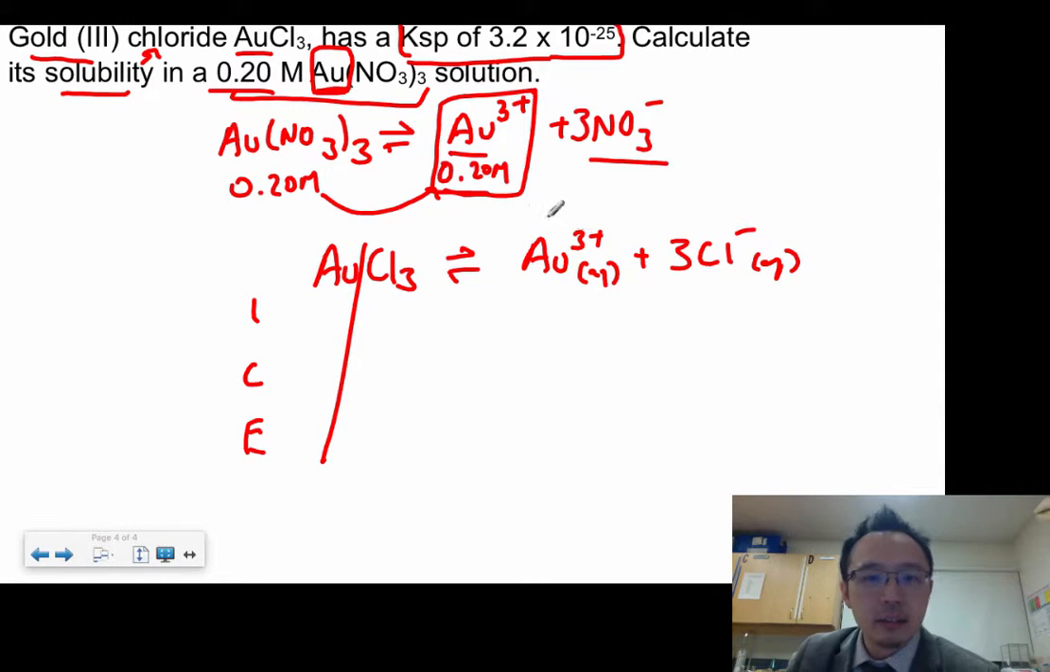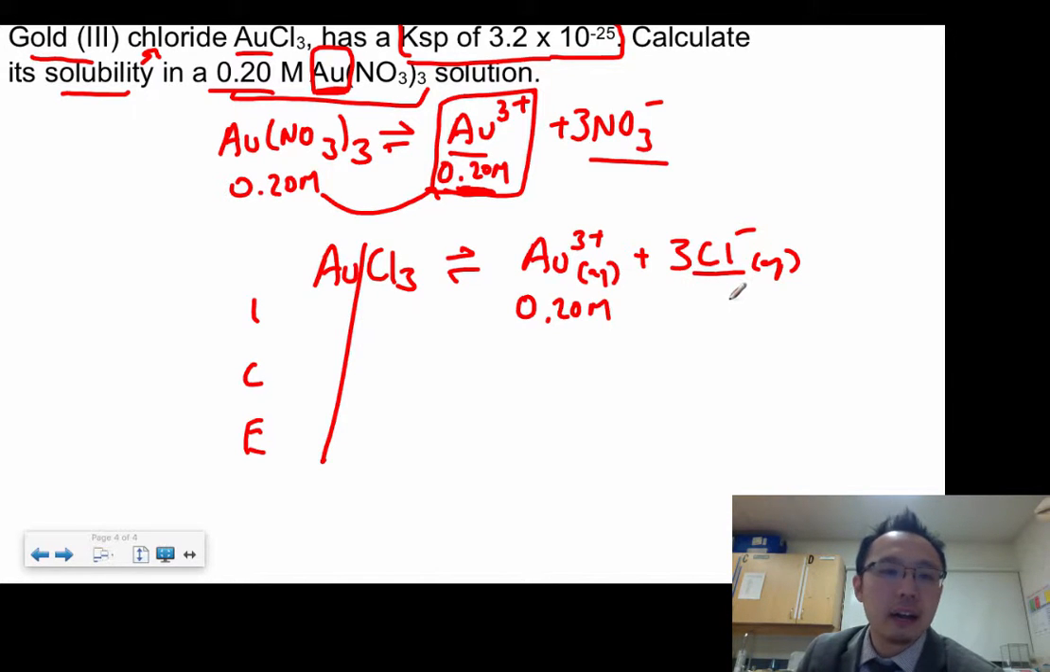So next, in gold, do I have an original concentration of gold? Yes, I do, because I'm putting it into a gold nitrate solution, and it already has a 0.2 molar concentration. The next thing is, what's my chloride ions? Are there any chloride ions in the existing solution? No, so this is going to be 0. Then what's my change? Well, I don't know my change, so I need to use algebra. So this is going to be plus x for gold, and for this one it's going to be plus 3x because of 3 chloride ions.